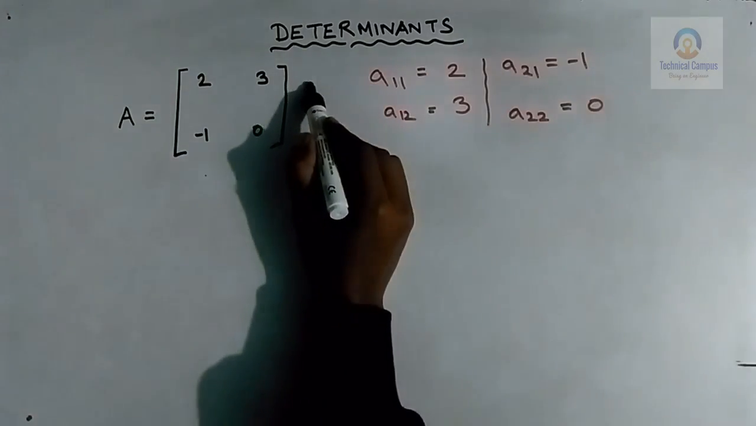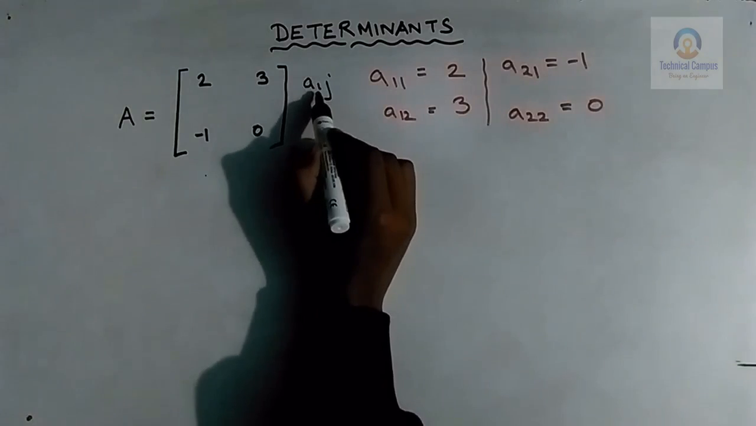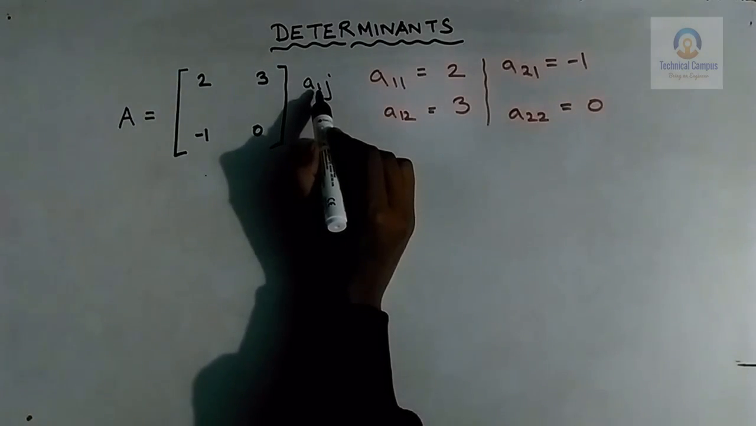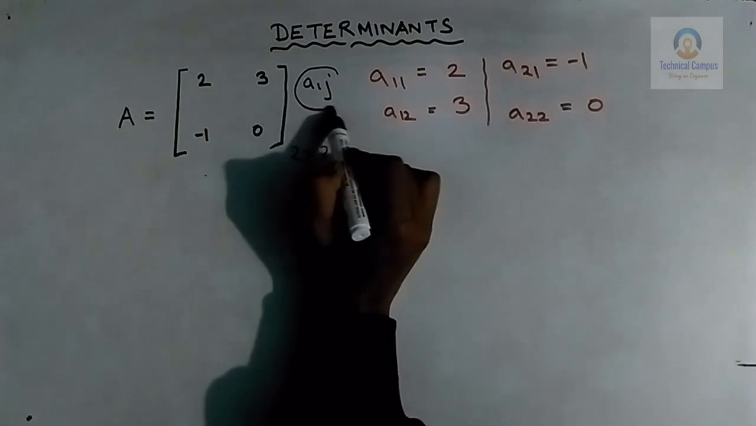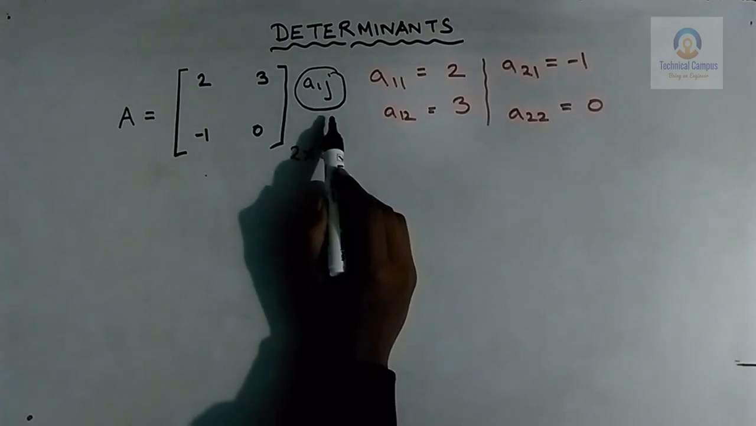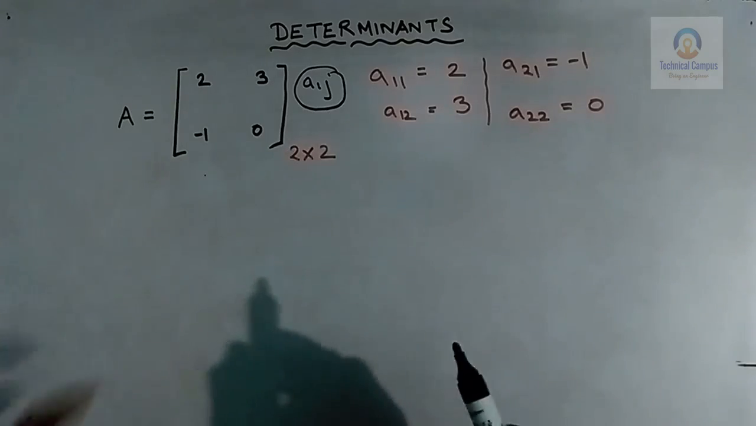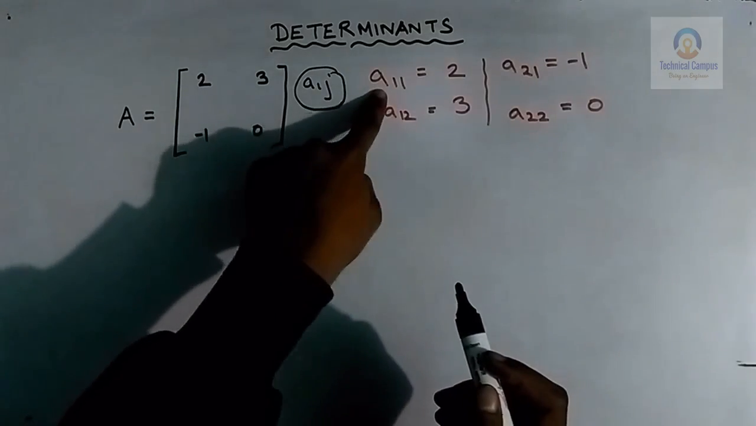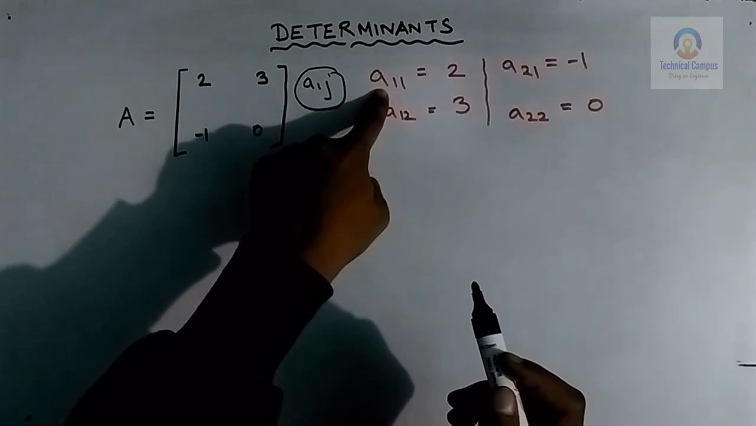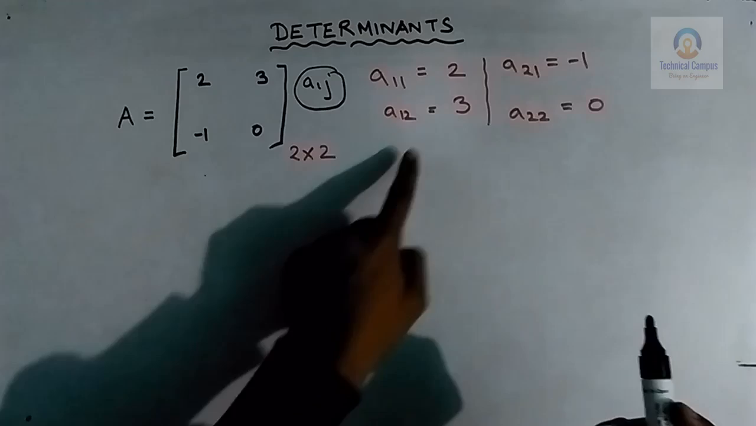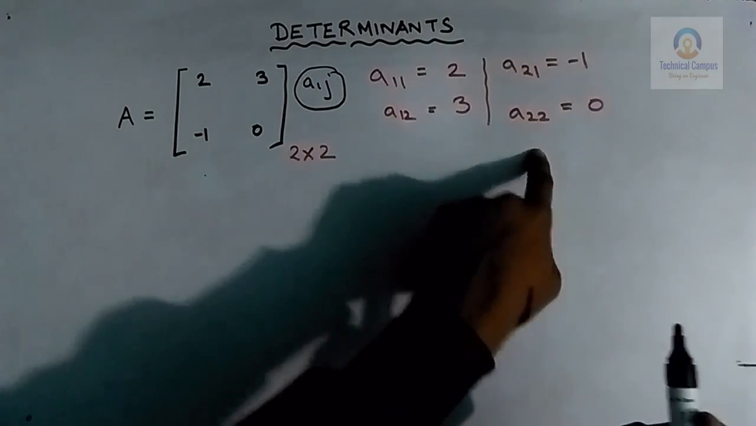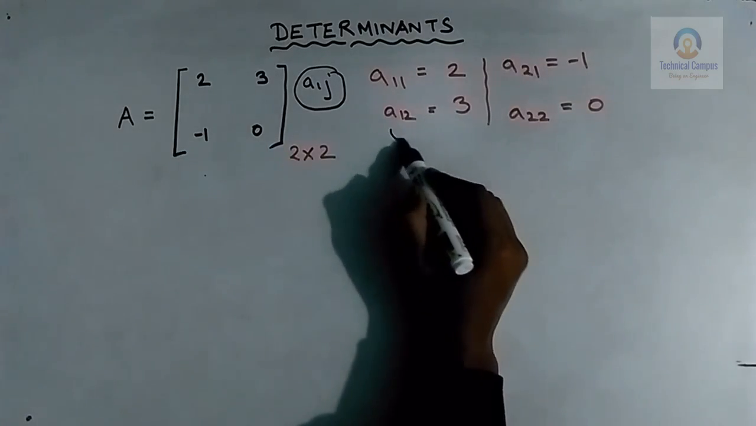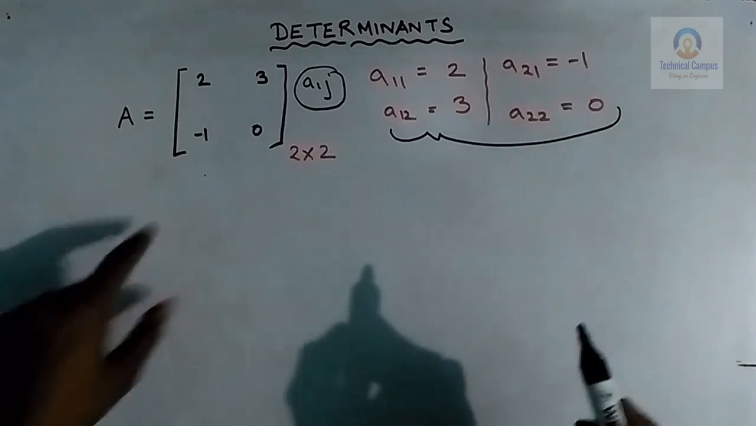The general notation is Aij, where i denotes the number of the row in which A belongs and j denotes the number of the column in which A belongs. So this is the universal rule for denoting any element of any matrix. In this matrix, the A11 position, that is the first row and first column position, is occupied by the element 2. Similarly, A12 is occupied by 3, A21 is occupied by -1, and A22 is occupied by 0. So all these things are positions in a matrix.